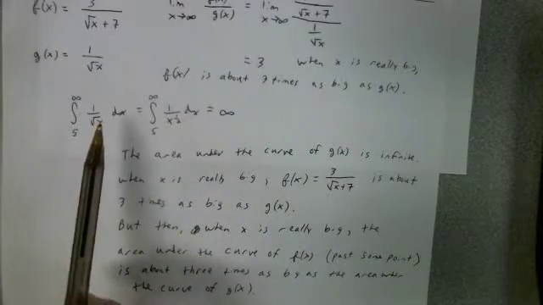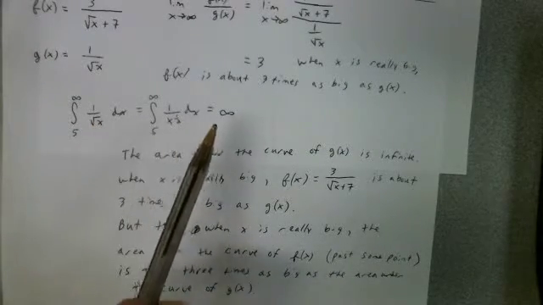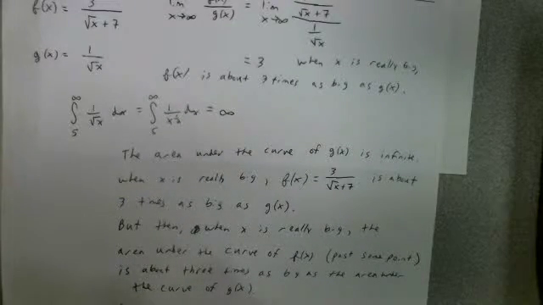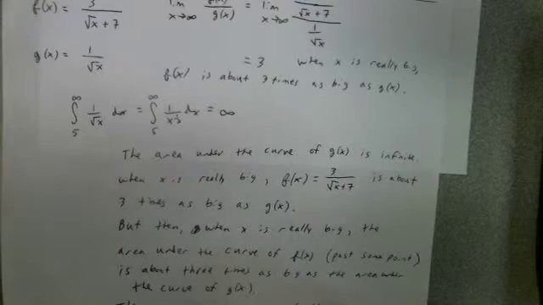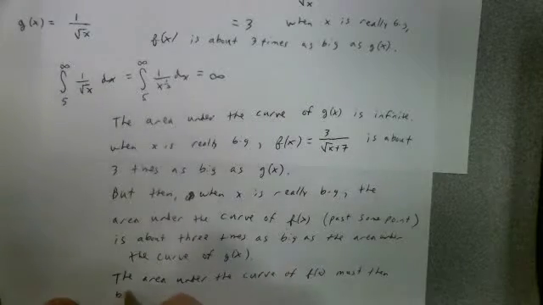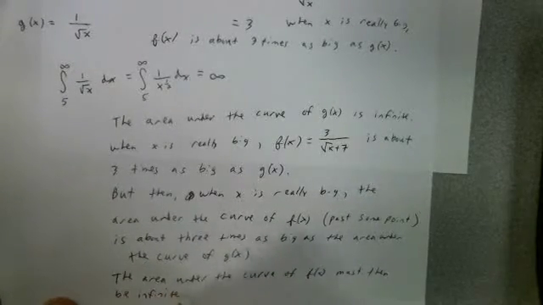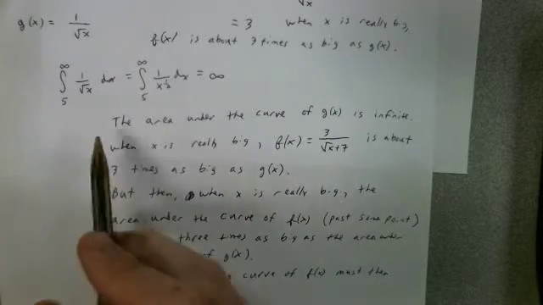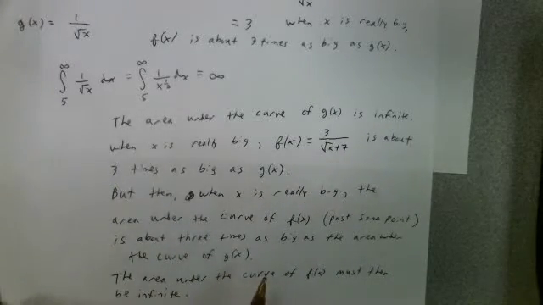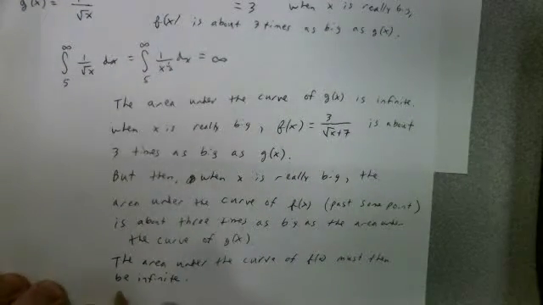Well, here's the area under the curve of g of x. It's infinite. But that must mean then the area under the curve of f of x must then be infinite. Because eventually, past some point, the area under the curve of f of x is 3 times as big as the area under the curve of g of x. So in other words, the integral from 5 to infinity of 3 over root x plus 7.